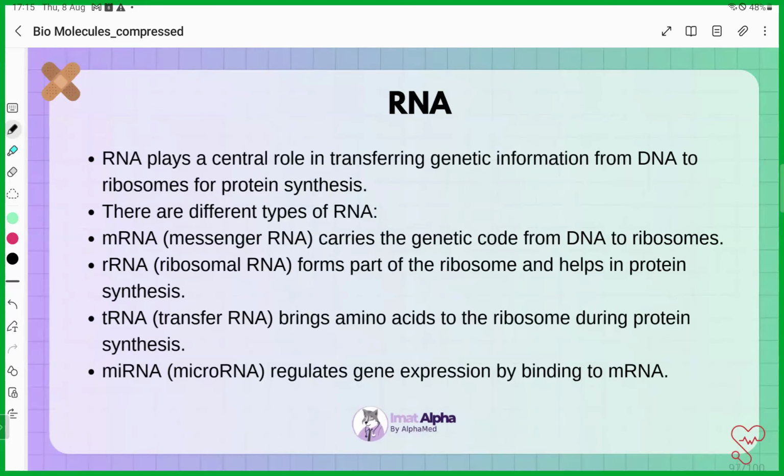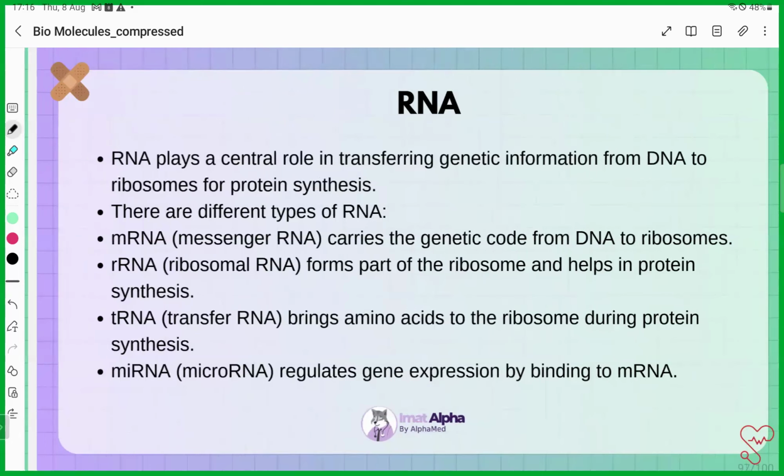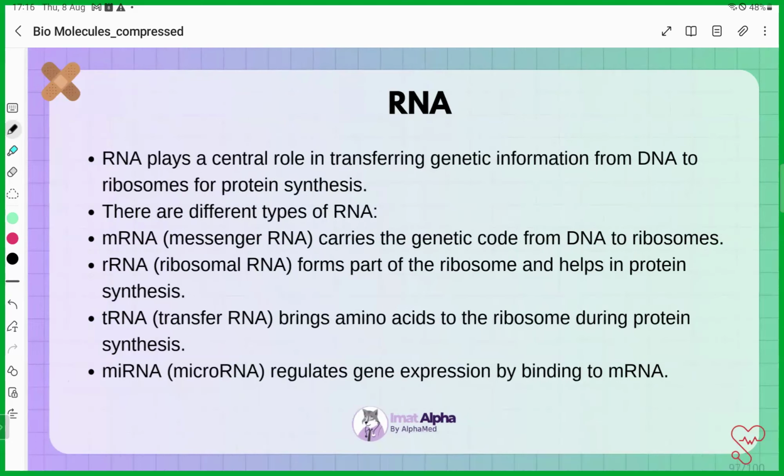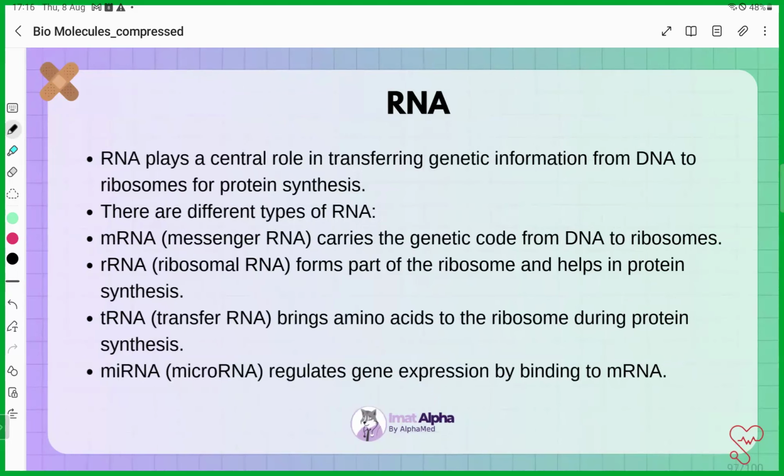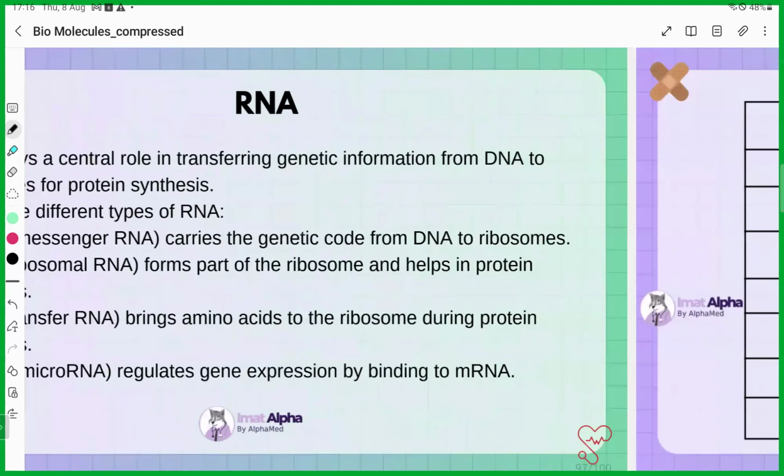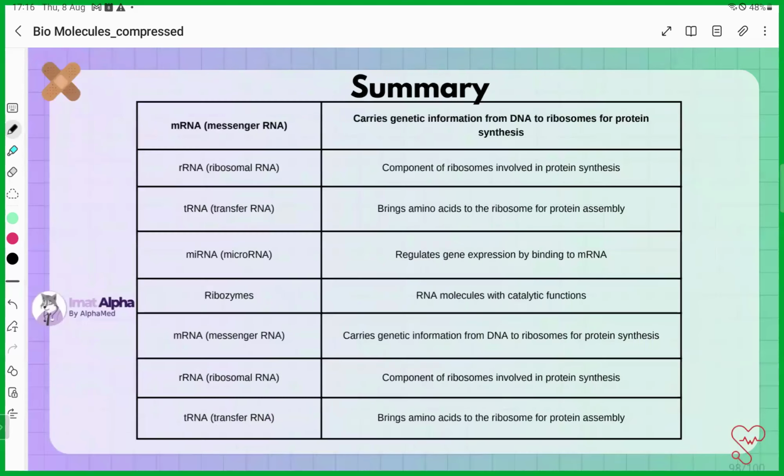RNA plays a central role in transferring genetic information from DNA to ribosomes for protein synthesis. There are different types of RNA. We just spoke about them now. The same. So let's speak about ribozymes.